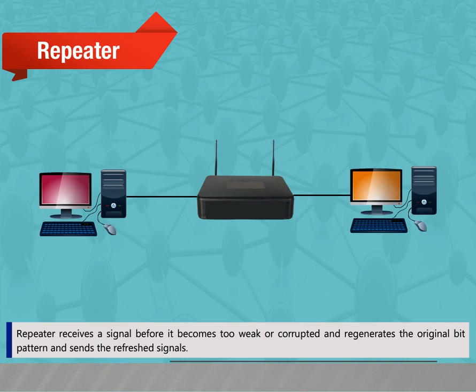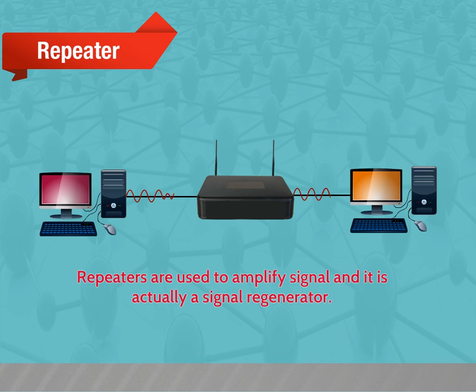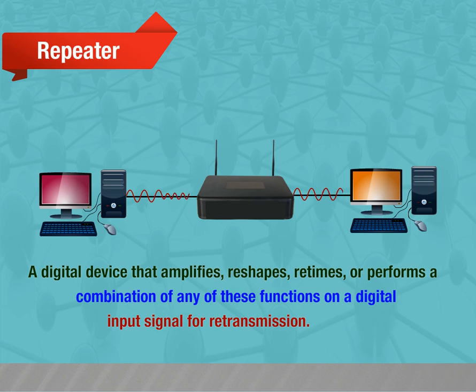A repeater receives a signal before it becomes too weak or corrupted and regenerates the original bit pattern and sends the refreshed signals. Repeaters are used to amplify signal, and it is actually a signal regenerator. A digital device that amplifies, reshapes, retimes, or performs a combination of any of these functions on a digital input signal for retransmission.